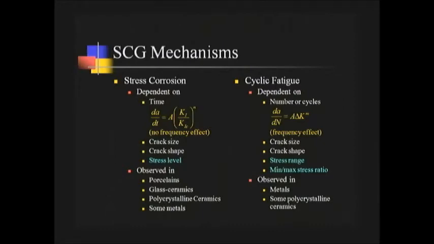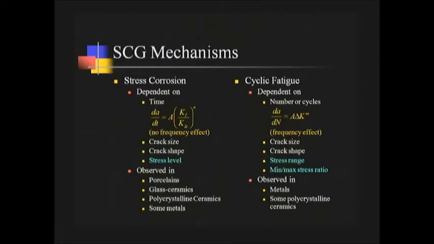However, the cyclic fatigue does have a frequency effect. The crack growth is measured in terms of micrometers per cycle. So the cycling is necessary, and the frequency of testing has a strong effect. Stress corrosion is dependent on the stress level, could be a constant stress level driving the crack. However, the cyclic fatigue is dependent on the stress range, or the amount of fluctuation in stress level, and the ratio of the minimum to maximum stress during the fluctuation.